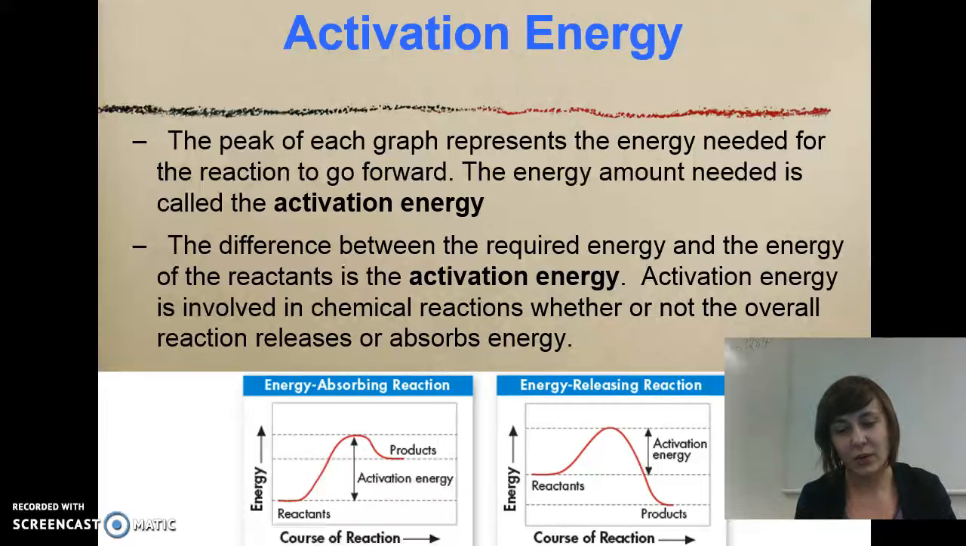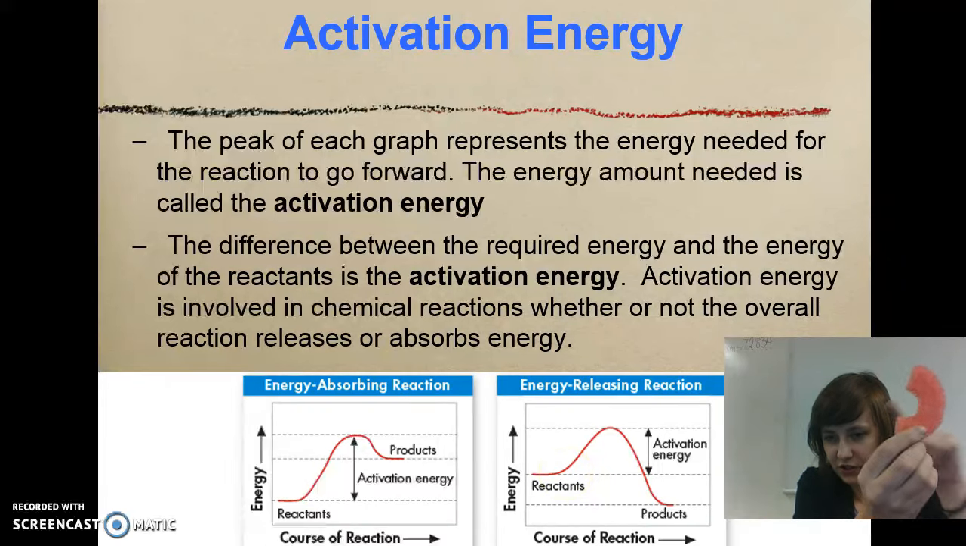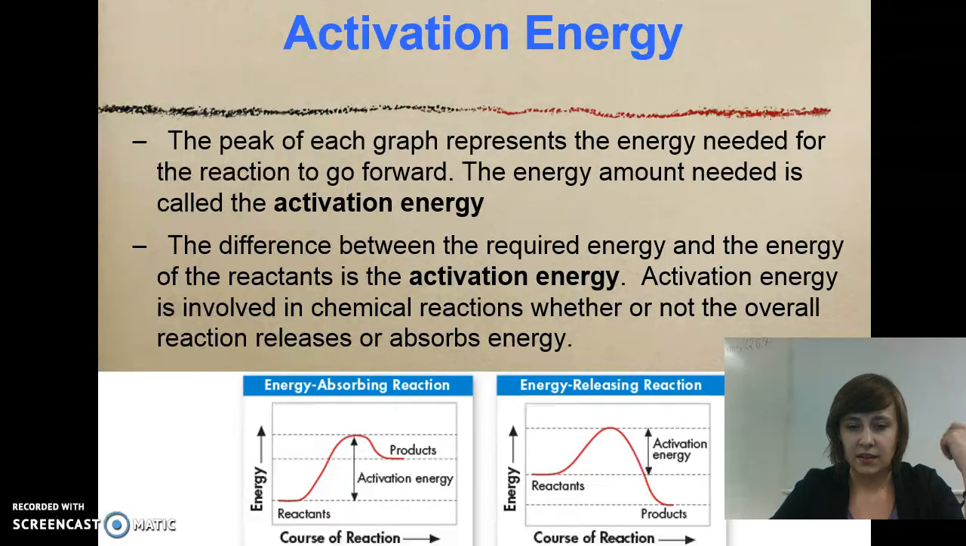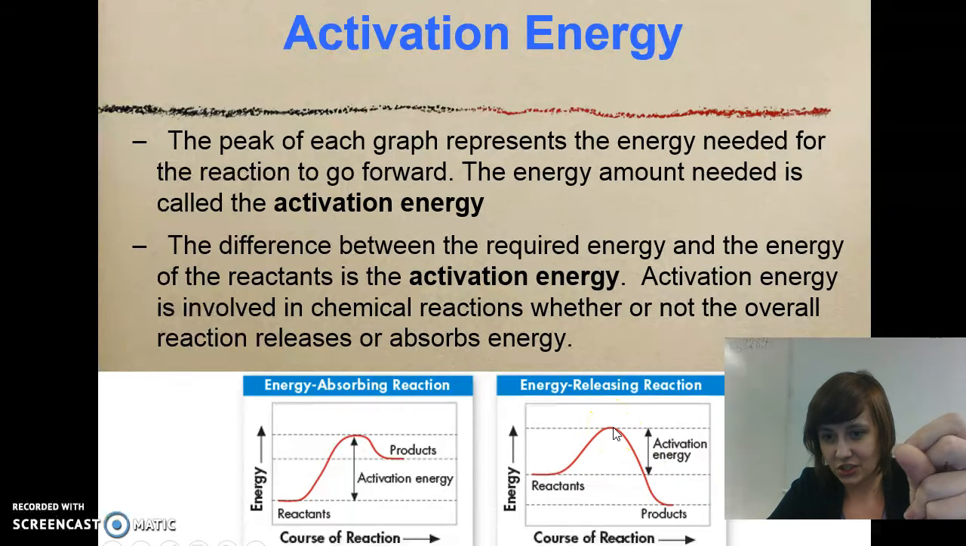It's just not going to work well. So the difference between the required energy and the energy of the reactants is called the activation energy. You can see here we have a certain amount of energy that's trapped in our reactant. So this contains a certain amount of energy. The energy way up here that's required for it to actually start, that's the activation energy. So from reactants up, that's going to be that.